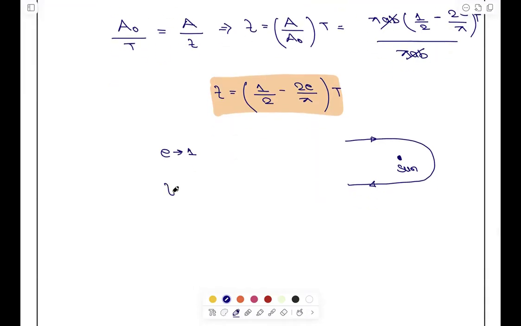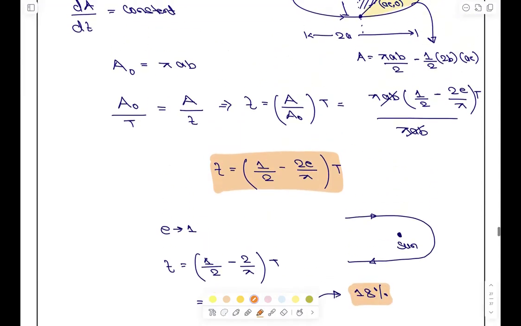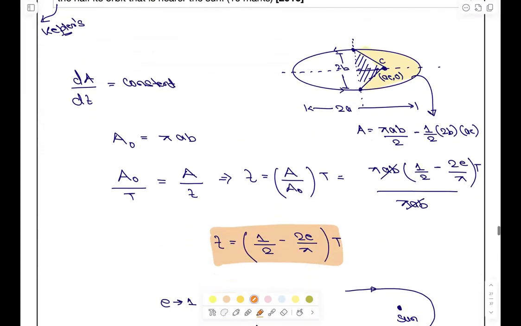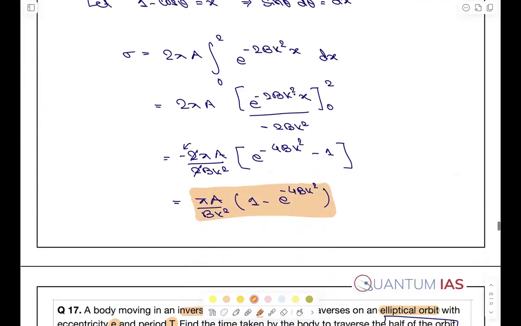Now if you put e equals 1 here, it will become (1/2 minus 1/pi) into T. And when you put the numerical value here, you will get 0.18 T, which is approximately 18% if you write it as a percentage. So this is what they have asked. For this, you must know that for a comet, e tends to 1. Again, this was a very easy question. The last one, you can check.